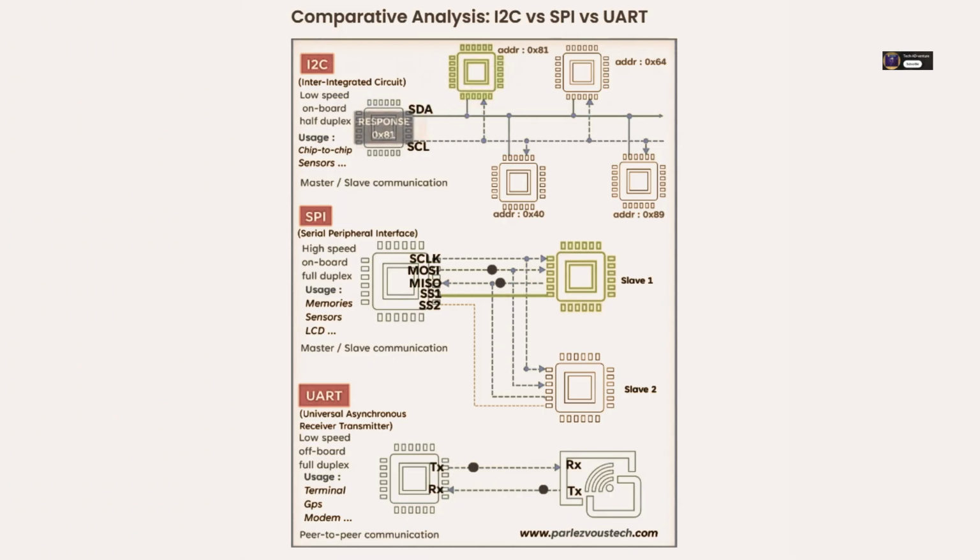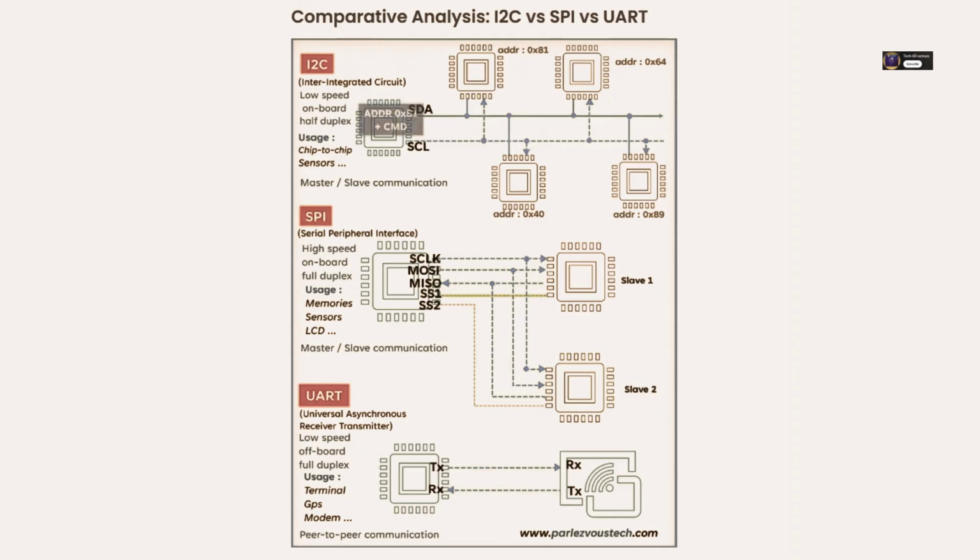Let's break it down. Wiring. SPI typically needs 4 wires, like we said, MOSI, MISO, SCLK, and that separate CS for each slave. I²C and UART, they get by with just 2. SDA and SCL for I²C, TX and RX for UART, so fewer pins needed there. Okay, wire count is one difference. What about how they talk?